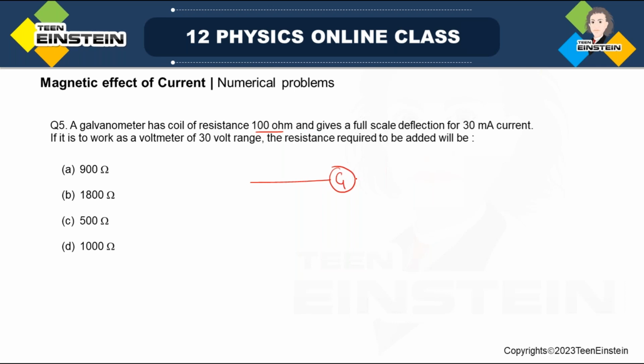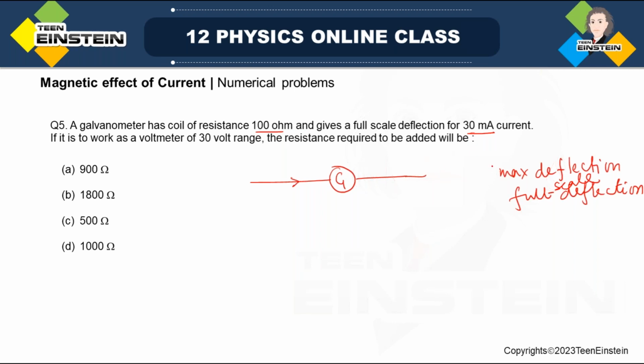A galvanometer has resistance 100 ohm and gives a full scale deflection for 30 milliampere current. See, in the last class we had discussed that whenever there is maximum deflection or full scale deflection, these words will be there: full scale deflection.